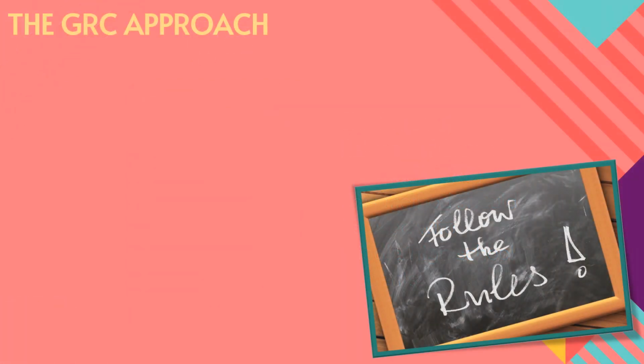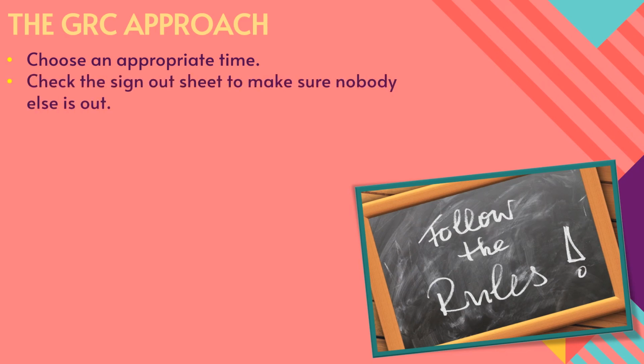Let's take a look at the GRC approach in detail. Be sure to teach and explain this procedure for this approach to students. This is what the procedure looks like for this approach. First, choose an appropriate time to leave the room. Next, the student should check the sign-out sheet to make sure nobody else is out. The student should sign out by using their name, date, time, and destination.